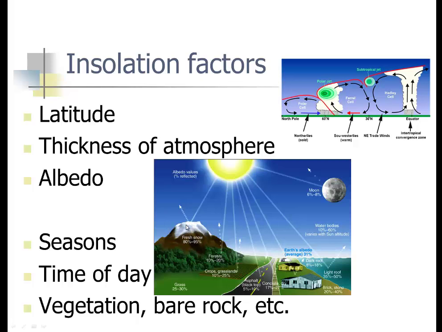Albedo: snow bounces back almost 100% of the light, where dark roads reflect almost nothing, and they heat up. That's the reason why if you go from a sidewalk to asphalt barefoot, it's a lot warmer during the summer and a lot cooler on the concrete or the grass. So different amounts. The moon only receives about 6 to 8%. Snow bounces back a whole bunch. Crops, grassland, asphalt: you actually see a whole bunch of stuff out there.